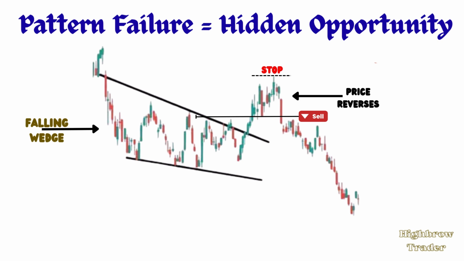What looks like a failed setup can actually lead to strong, fast moves in the opposite direction. Notice how a failed pattern can flip the script and create a high-pressure move.